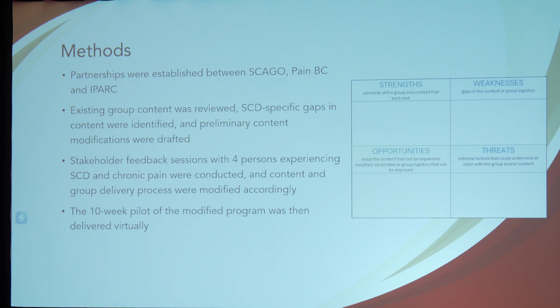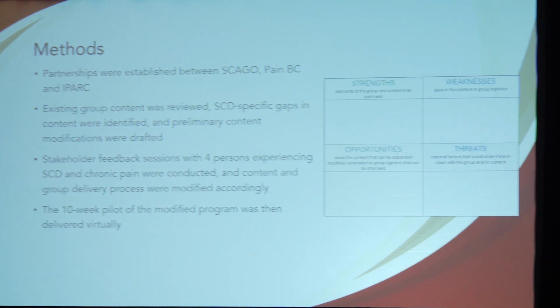The table that you see will be familiar to some as what we call a SWOT analysis. This is where you look at the S for strengths, W for weaknesses, O for opportunities, T for threats. When we had those feedback sessions, we would organize the feedback we received according to those categories.